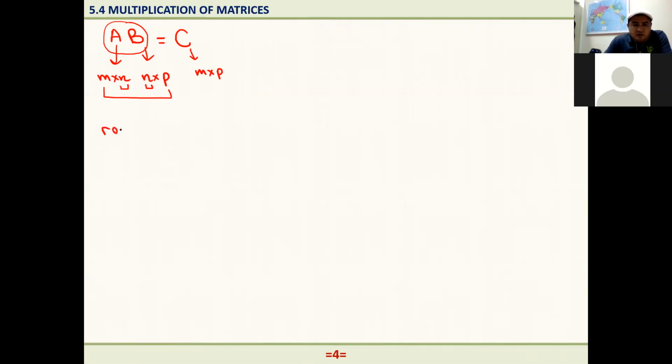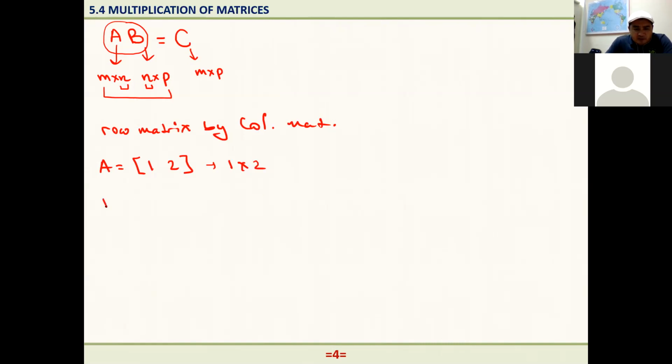So first, we will start by multiplying a row matrix by a column matrix. Let's say we are given a row matrix. Let me just have a very easy one: 1, 2. What is the order of this matrix? That is 1 by 2.